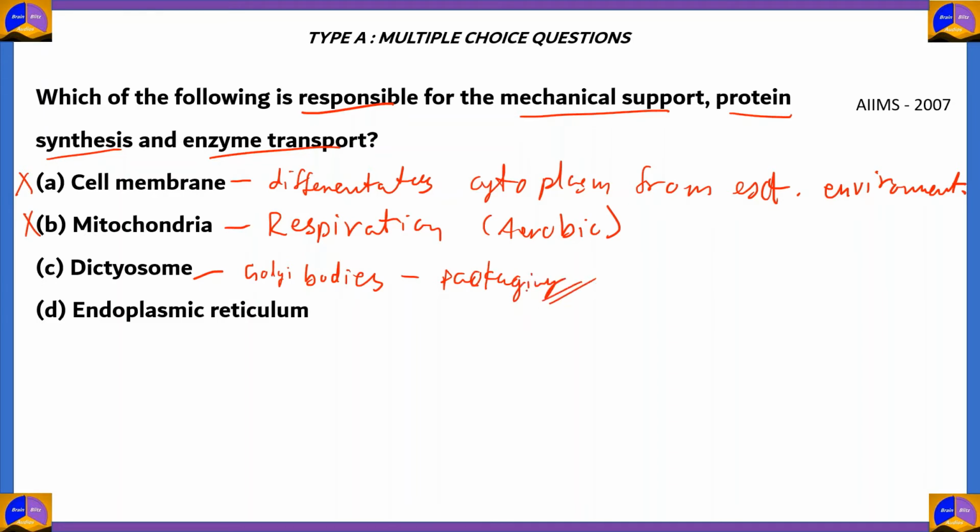So therefore, option C will also be incorrect. The right answer is option D, endoplasmic reticulum. Endoplasmic reticulum is responsible for mechanical support because it's part of the endomembrane system and cytoskeleton. It generates proteins because of the rough endoplasmic reticulum having ribosomes. And since enzymes are a type of proteins, they transport these proteins and enzymes throughout the system. So endoplasmic reticulum is responsible for mechanical support, protein synthesis, and enzyme transport.